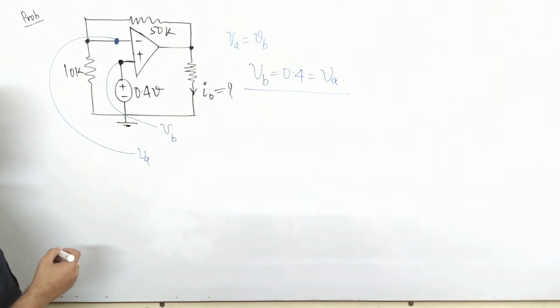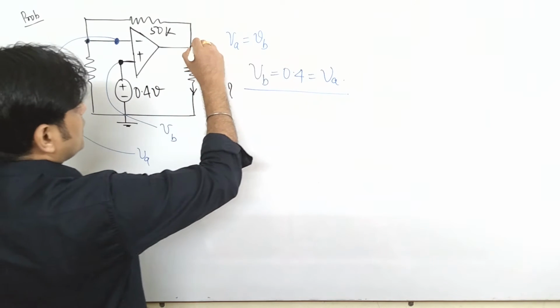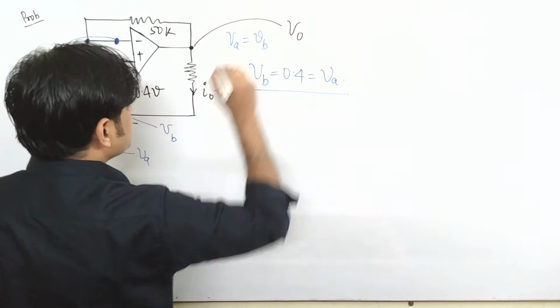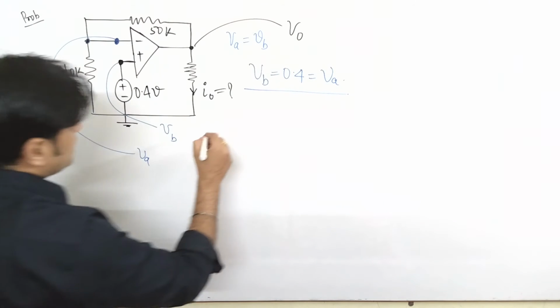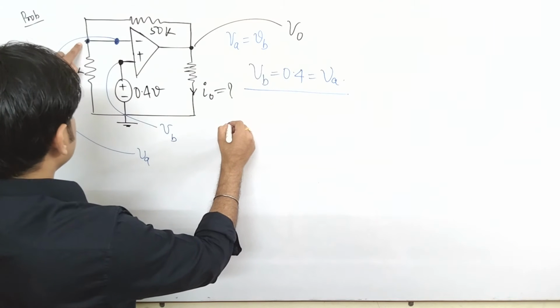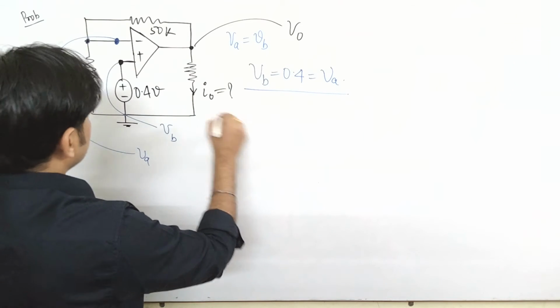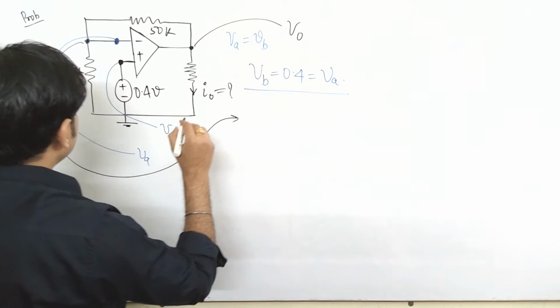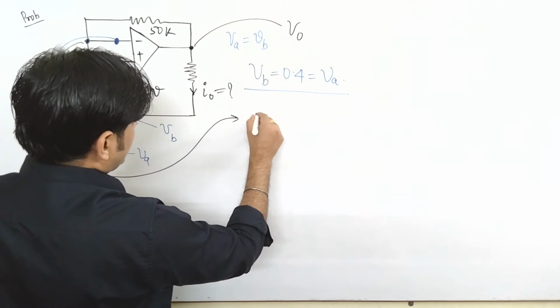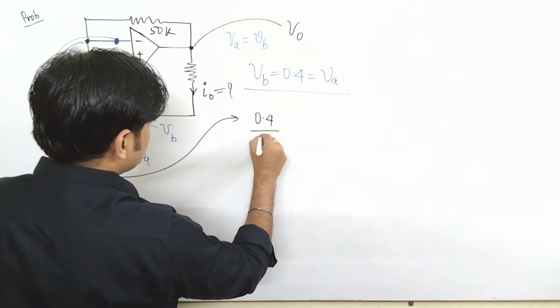Now how do you find the value of I naught? You can find I naught if you find this voltage. Say this voltage is V naught. So from here you can find this value by applying KCL at this node. So that comes to be 0.4 divided by 10.